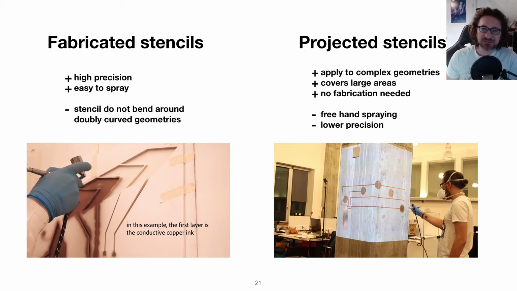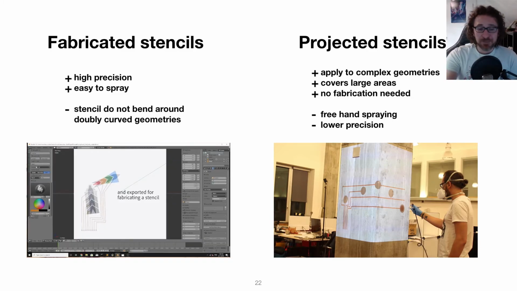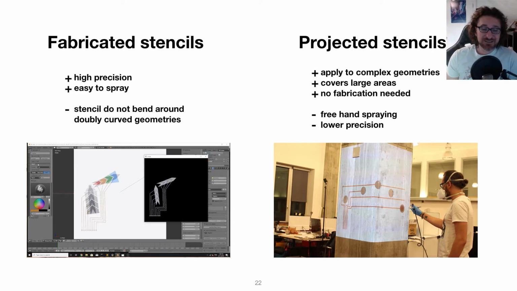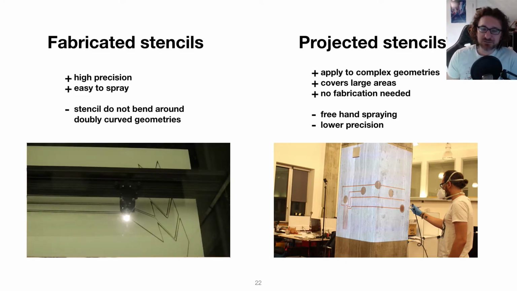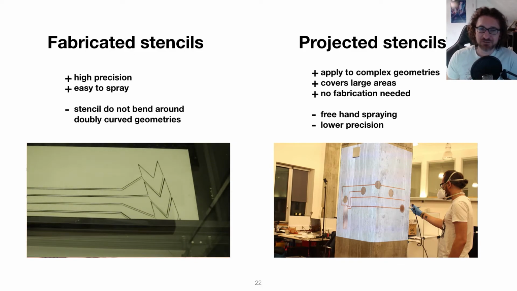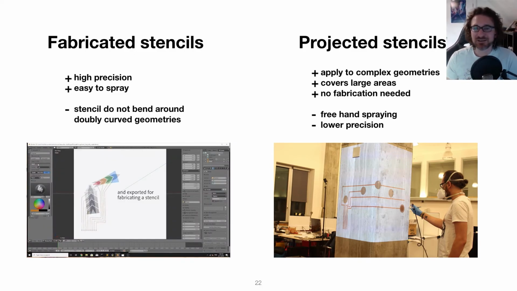Fabricated stencils are laser cut stencils out of a material like cardboard, for example, or paper. They offer really high precision, and it's quite easy to spray because you just have to apply them on the surface of the object and start spraying. On the other hand, depending on what kind of material you use, it might be hard to wrap these stencils around a more complex geometry, for example something doubly curved like a ball. In our user interface, you just press the export button, then our system creates a vector graphic of your design, which you can then load into a laser cutter and automatically let it laser cut out.